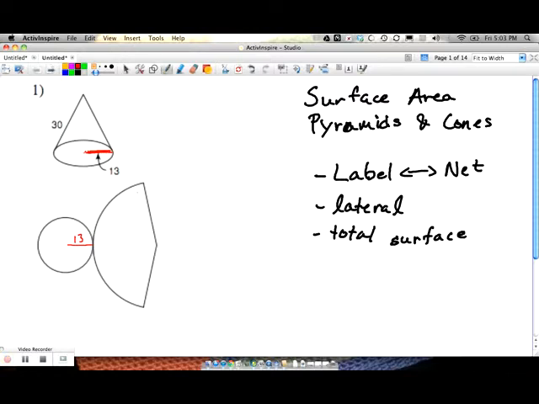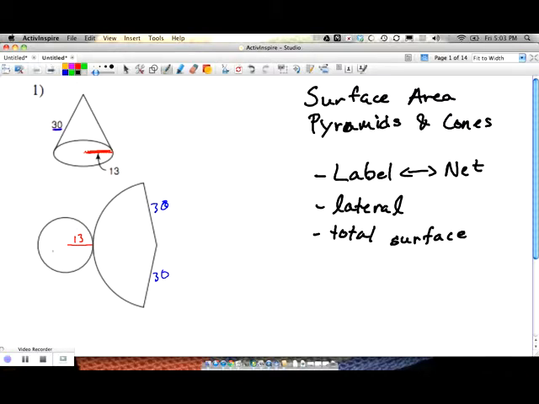Now if I were to unfold this cone into a flat shape, it would look like this piece here that's being rotated around. So the piece that we know of is this slant height, the 30. Let's underline that in blue. The slant height is 30. That also means that this piece here is 30.